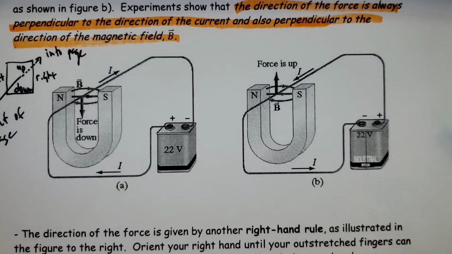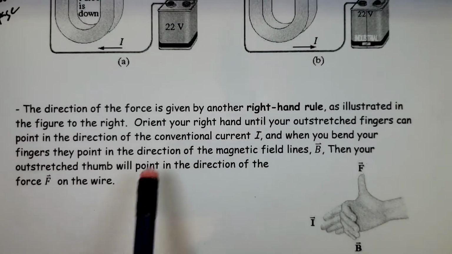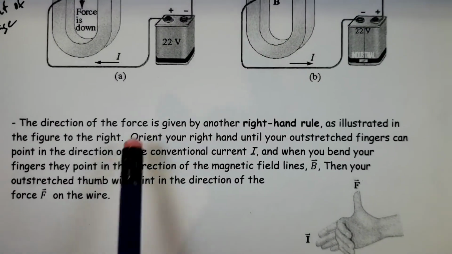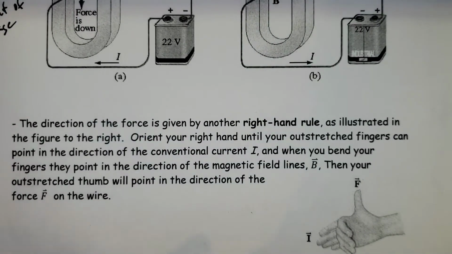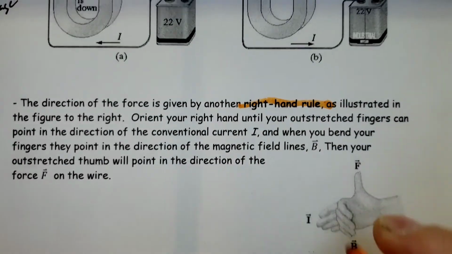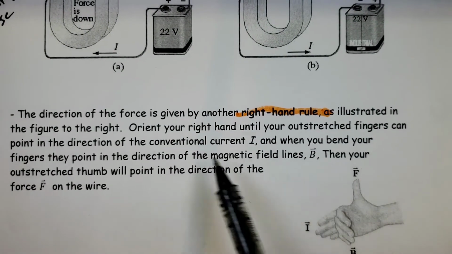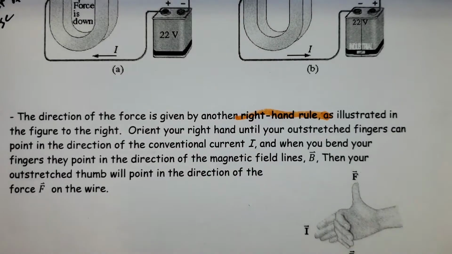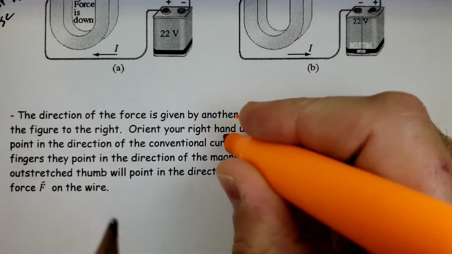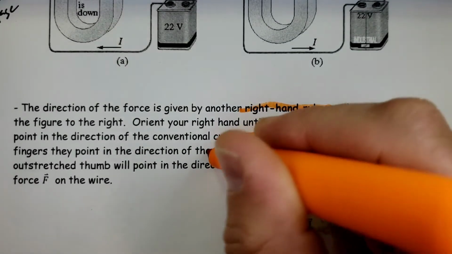Now, there's a way that we can remember or figure out which direction the force will be by looking at another right-hand rule. So the direction of the force is given by another right-hand rule as illustrated on the figure to the right. So right down here. Orient your hands until your outstretched fingers point in the direction of the current. So the fingers point in the direction of the current. When you bend your fingers, they point in the direction of the magnetic field.